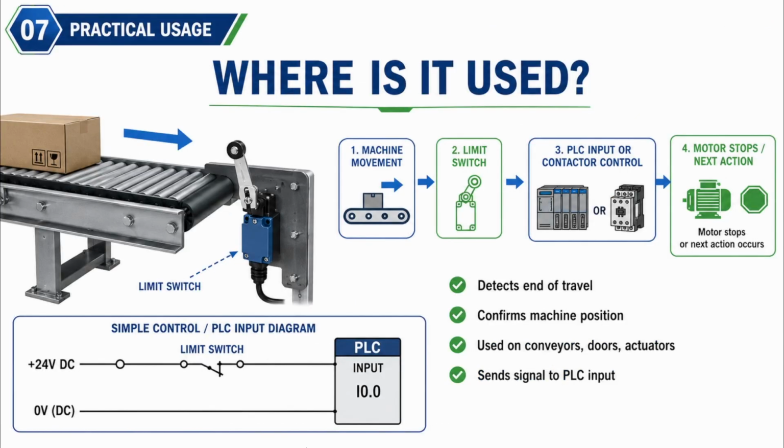Now let's see how it is used in the real world. When a moving machine part reaches the limit switch, the switch changes state and sends a signal to the PLC input or control circuit. This signal can stop a motor, confirm end of travel, indicate machine position, or start the next step in the sequence. That is why limit switches are commonly used on conveyors, doors, actuators, and industrial machines.